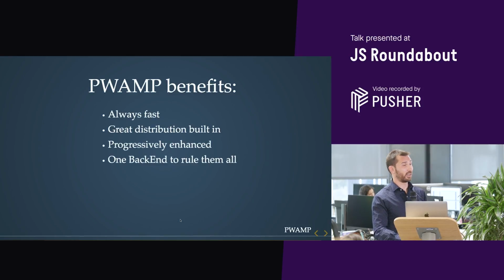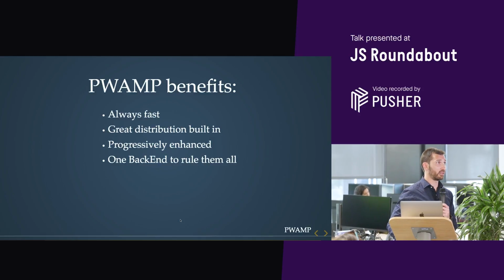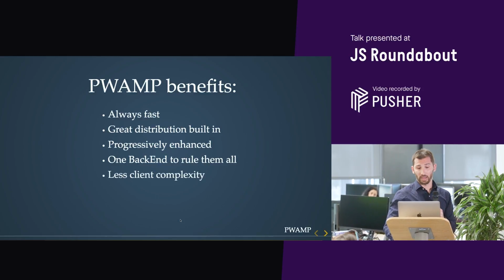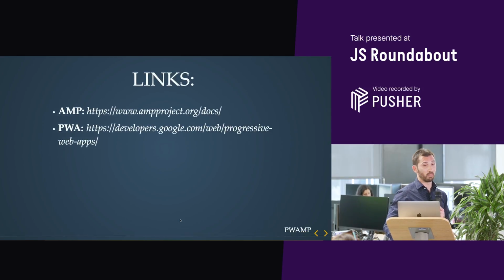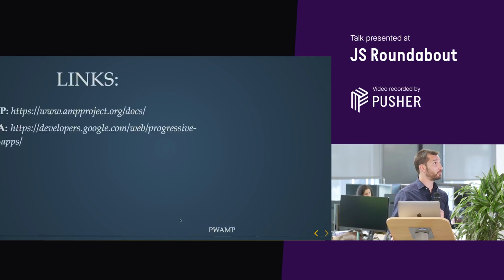So the benefit of this is it's always fast. So we start fast and we stay fast. We get a great distribution built in. We get progressive enhancement, and we get one backend to rule them all. As I said earlier, we have just one data source, and so we have less complexity.